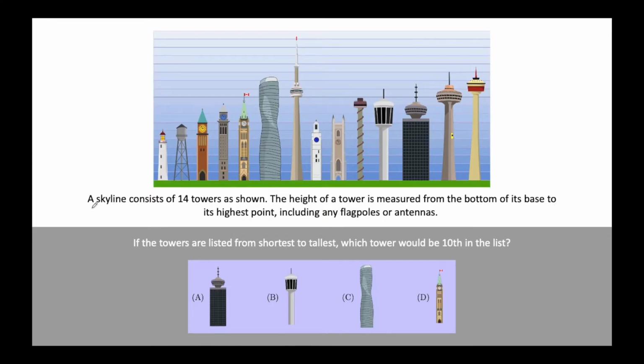So, a skyline consists of 14 towers as shown. The height of a tower is measured from the bottom of its base to its highest point, including any flagpoles or antennas. If the towers are listed from shortest to tallest, which tower would be 10th in the list?